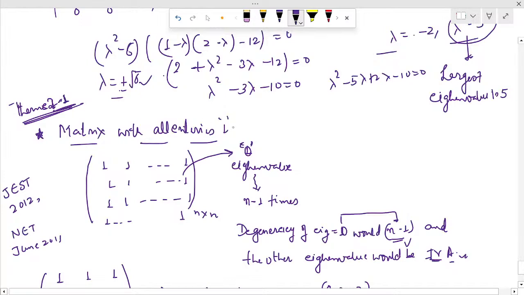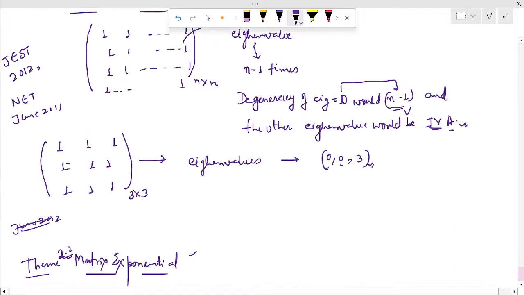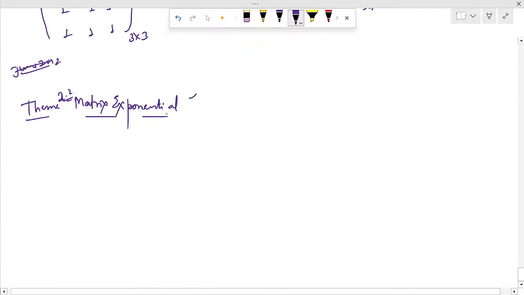Please remember, if there is a matrix with all the entries 1, then 0 would be an eigenvalue which will have a degeneracy of n minus 1, and the other eigenvalue would be simply the trace. And now one more concept, which is matrix exponential. This has been a very well exploited concept. Time and again people have asked questions from here, and you'll find that almost every year questions are being asked from here.